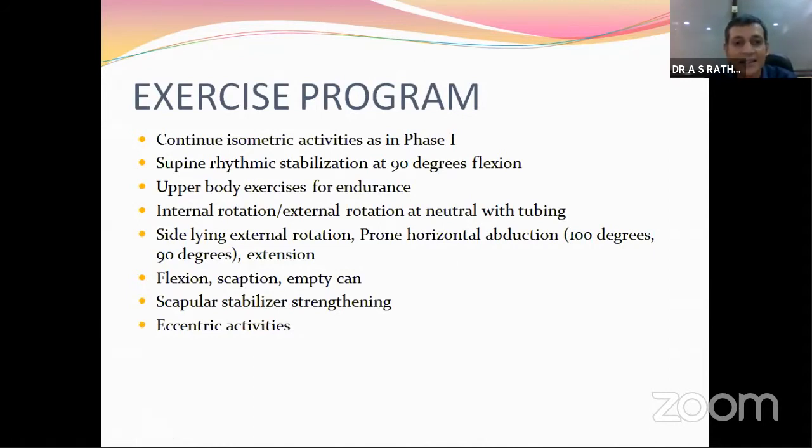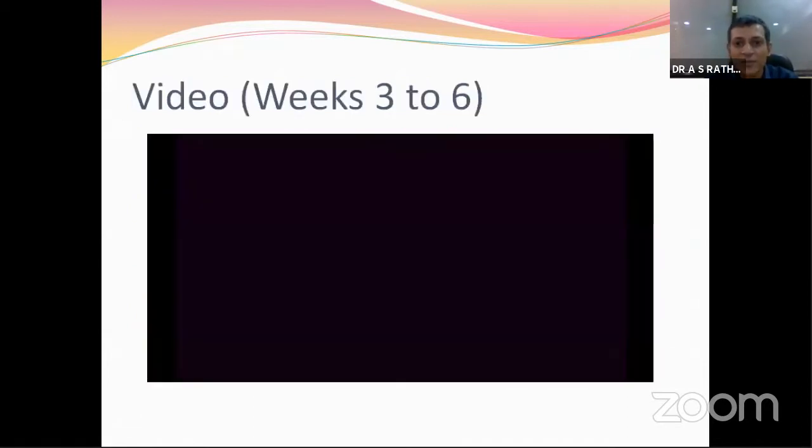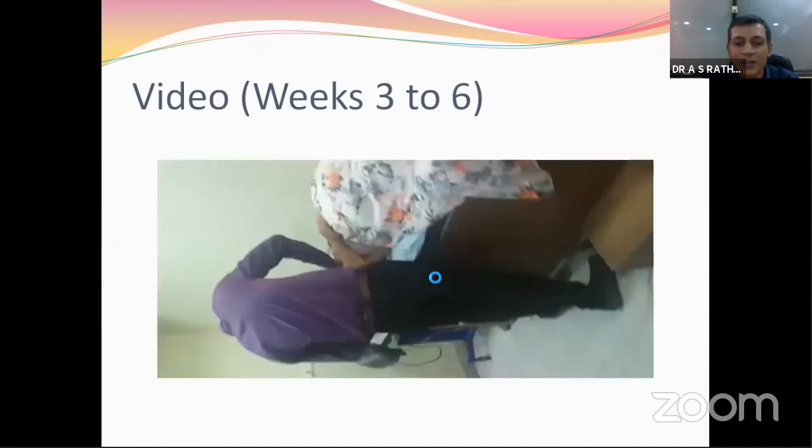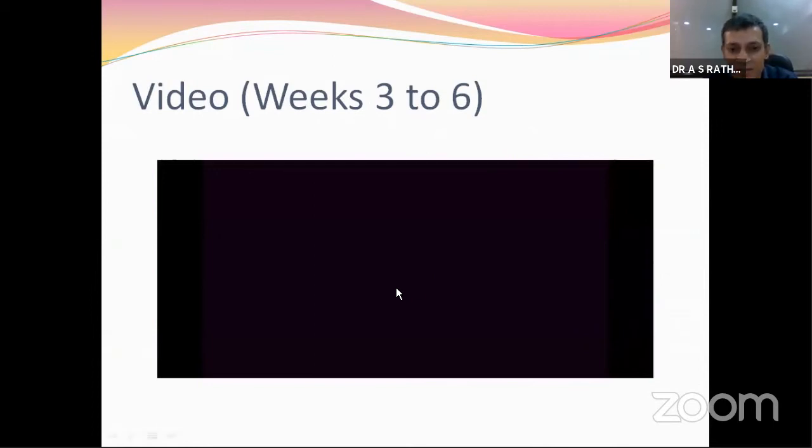Flexion and empty can, we are starting in this stage in the scaption plane, and scapular stabilizer strengthening exercises we are also doing in this stage. Here we can see the horizontal abduction video, and in the second video we can see grade 2 and 3 mobilization to increase the joint range of motion and simultaneously decrease the pain.